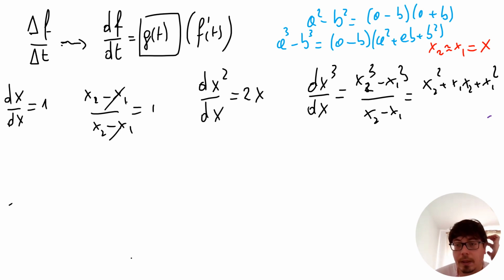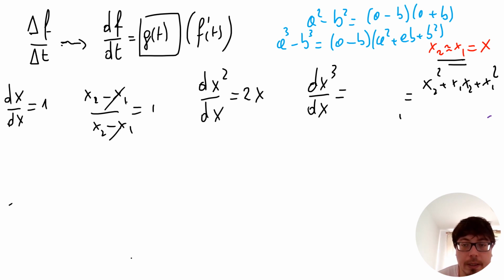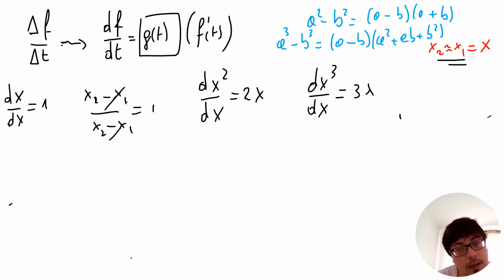Okay, those three things are the same when we apply the same idea that x2 is very close to x1, which we call x. So the x cubed derivative boils down to 3 times x squared. Okay, as we just saw, x squared.